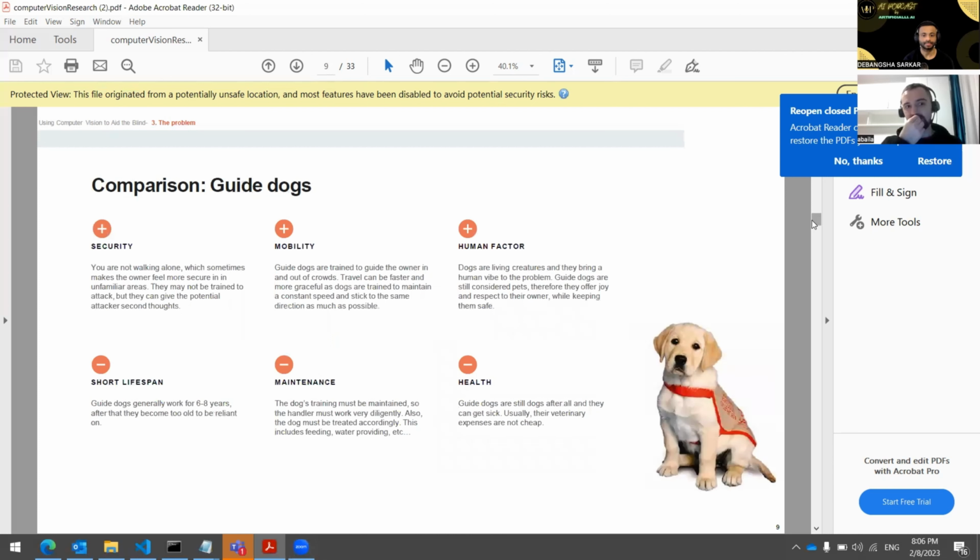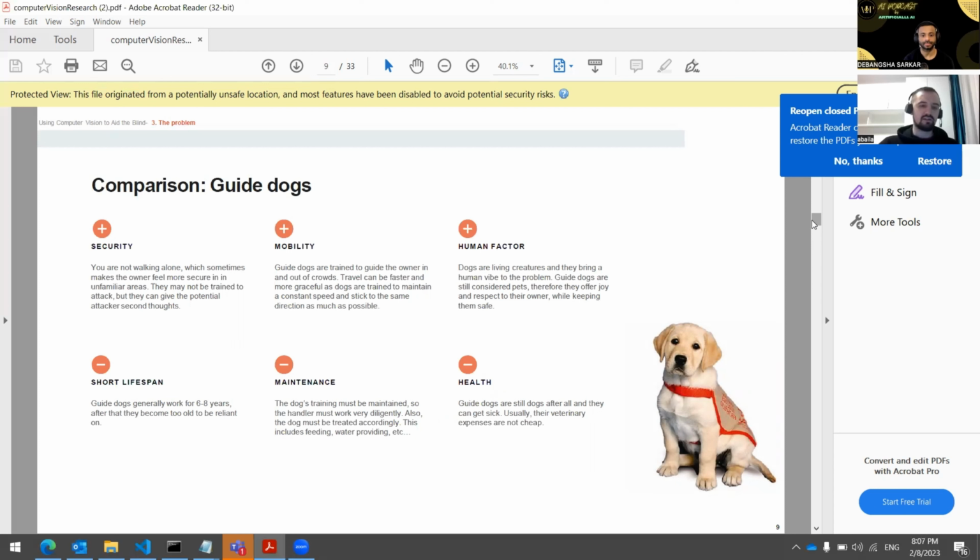If we make a comparison for guide dogs, they provide security in the sense that you're essentially walking with someone who can maybe protect you in case of danger. They provide mobility. They generally guide the owner through and out of crowds. Travel can be faster, but it's a bit annoying sometimes that maybe the dog can go in certain ways that you're not expecting. Also, there's the human factor to the guide dog. In the end, dogs are living creatures, and they bring a human vibe to the problem.